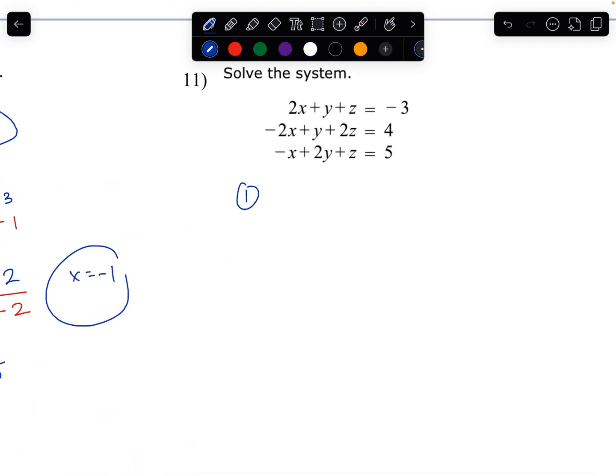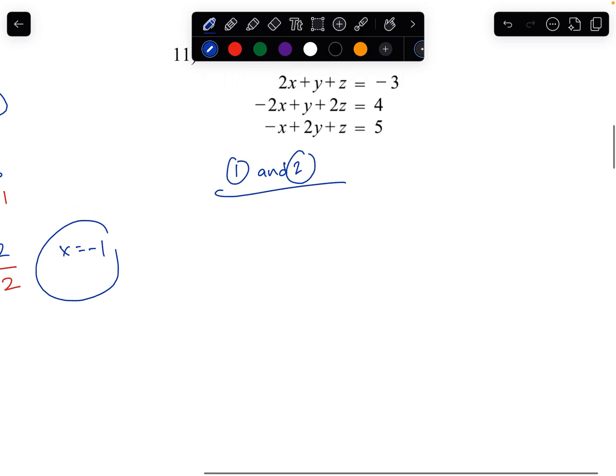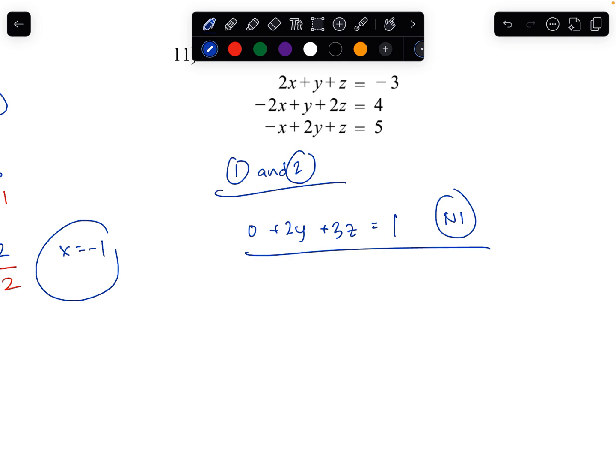I'm going to take the first two equations, 1 and 2. And this is how I like to organize my work. So 1 and 2 meaning I'm going to combine them. So that's going to cancel to be 0. This is going to combine to be positive 2y. This is going to combine to be positive 3z. And this is going to combine to be positive 1. Okay, so this right here is a new equation. We'll come back to this in a second. But now I'm going to go back to these three equations. So I picked 1 and 2. Now I have to pick a different two equations to eliminate x again.